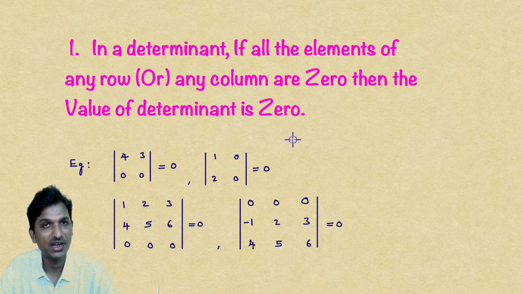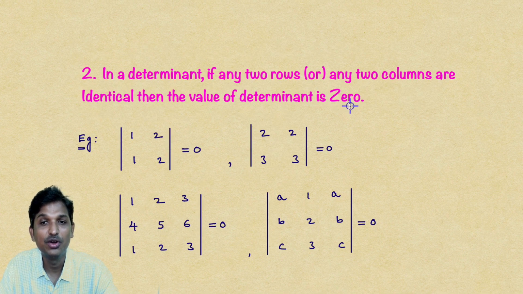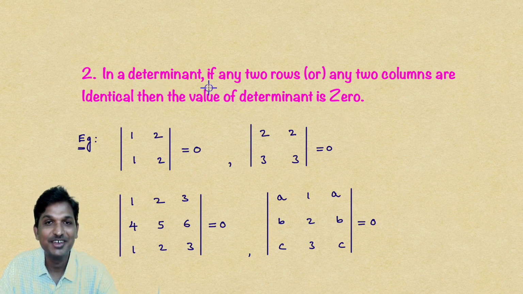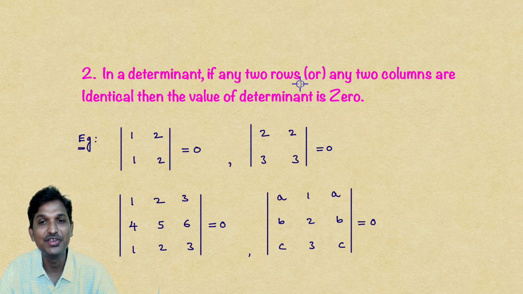Now, second property. This second property is also related to 0 only. In a determinant, if any two rows or any two columns are identical, then the value of the determinant is 0. I'll explain this property with few examples.